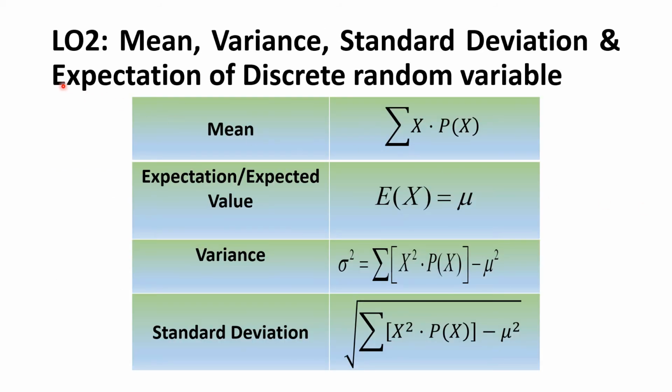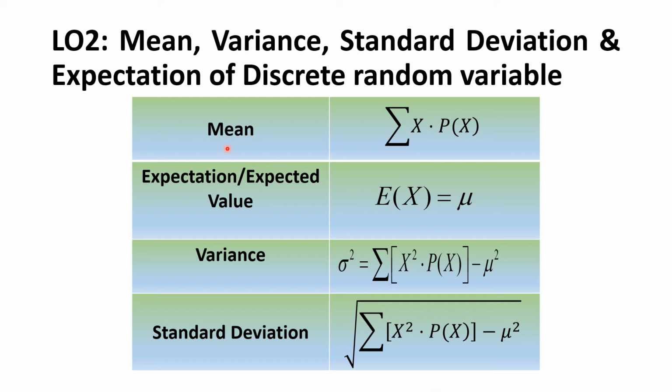Okay, now we will look into the second learning outcome, which is how to determine mean, variance, standard deviation, and expectation or expected value of a discrete random variable. So here I have stated the four related formulas. You can go through these formulas, and we'll be looking into examples in the coming slides to see how to use these formulas well.